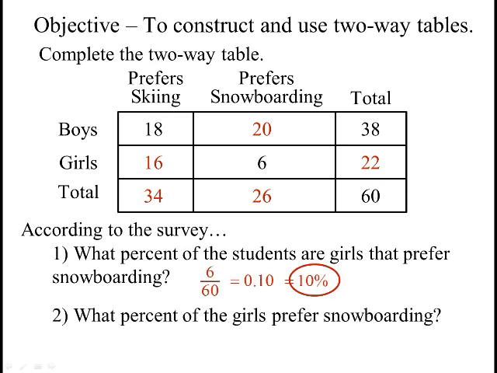What percent of the girls prefer snowboarding? Now this is what I was originally thinking. There's only 22 girls. What percent of those prefer snowboarding? 6 out of 22. That's a completely different question. You really have to read these questions very, very carefully. This one says what percent of the students, so that's why the denominator was 60. This says what percent of the girls. There are only 22 girls. Very different question.